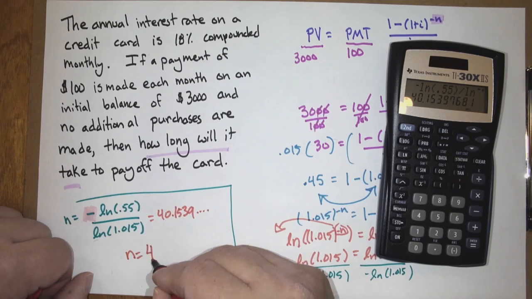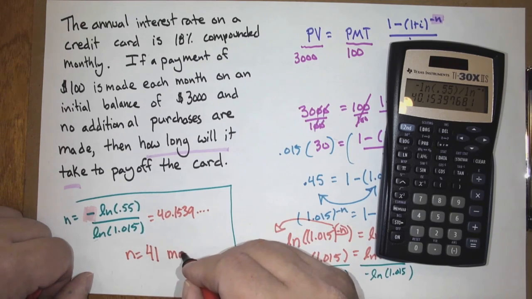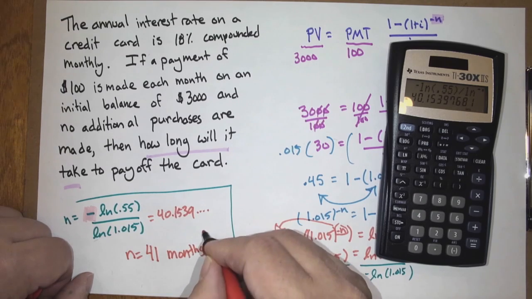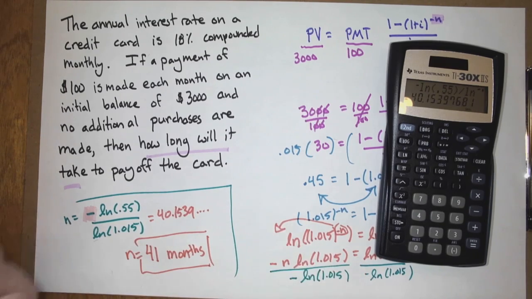Well, you have to round it up. So it's going to take us 41 months. Now remember, 30 months was our answer if no interest at all was charged. So we knew the answer had to be above 30. And so 41 is not too unreasonable. That seems all right.